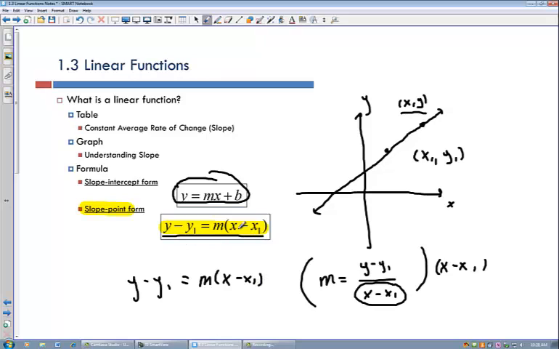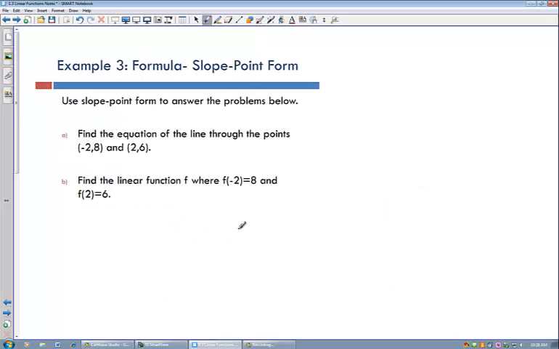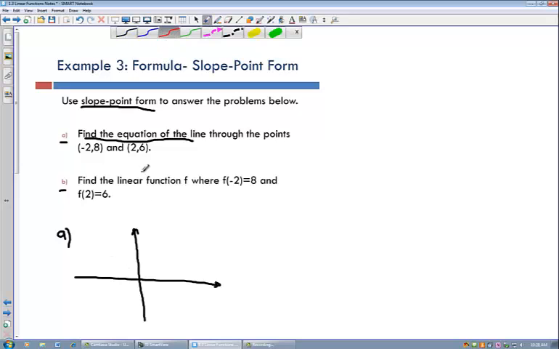And now let's use it in an example. And we have two examples here, part A and part B. And we're going to start with part A here. So you give me 2 points, negative 2, 8, and 2, comma 6. And I want to use this slope point form to find the equation of the line through these 2 points. The first thing I really like to do is I like to draw a picture because it's easy to make mistakes. And so I can draw these 2 points. Let's do it in red. I can go over 2 and up 8. You don't have to draw the hash marks.